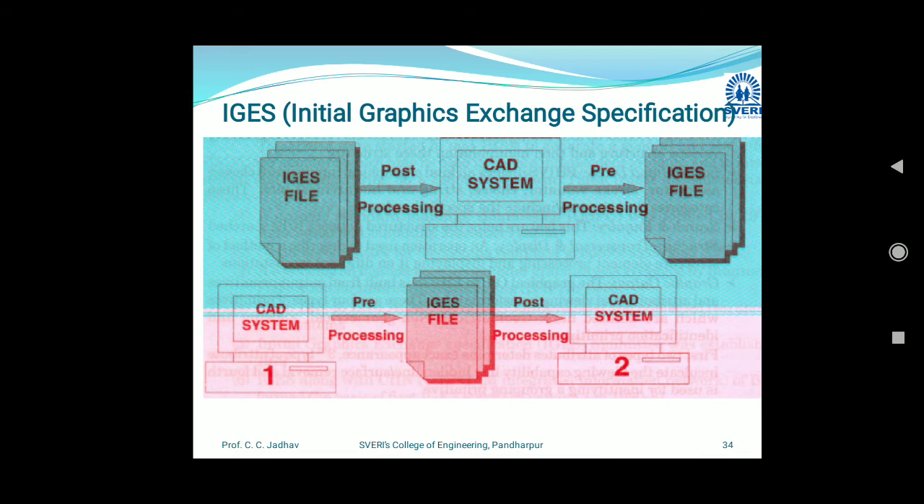Next, IGES, that is the Initial Graphics Exchange Specification. This is the working flowchart of IGES. We input the IGES file into the software, and we input this file into the computer system. After that we do the preprocessing. After that we get a new IGES file which is processed by the computer system, and we transfer that IGES file to the second CAD system using this computer system. So this is the transfer flowchart of the IGES format.